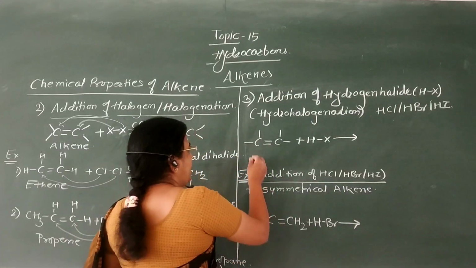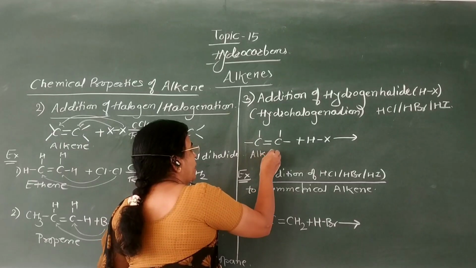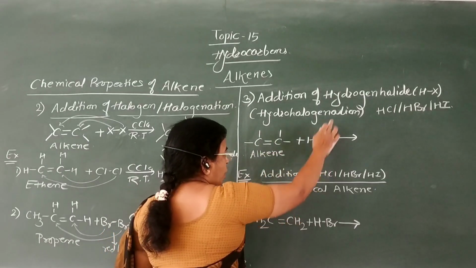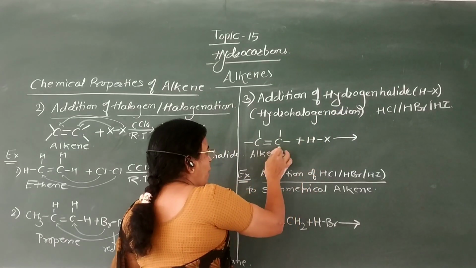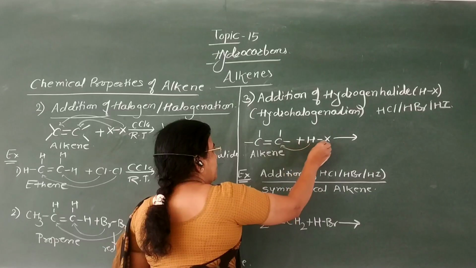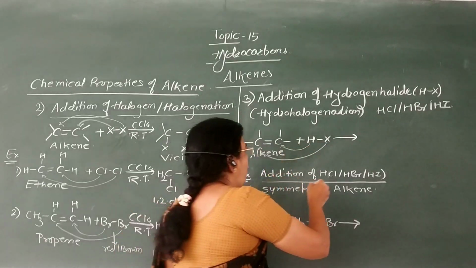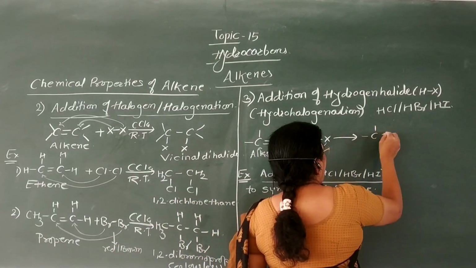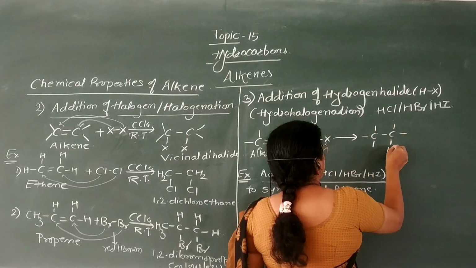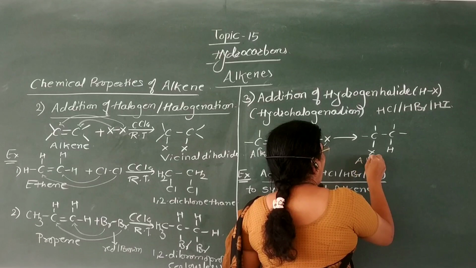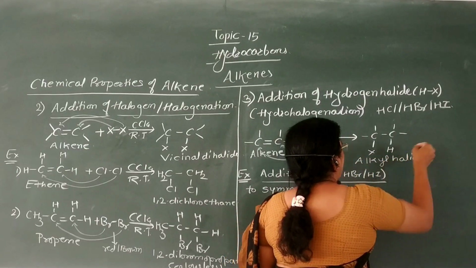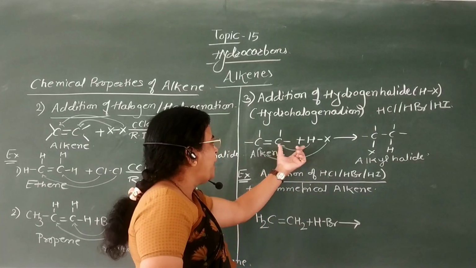Now this is a general alkene, C double bond C. When addition of HX, or hydrogen halide, is carried out across the double bond of this alkene, then addition of this HX takes place like this to form alkyl halide. This is alkyl halide. Formation of alkyl halide takes place. This is the general reaction, a simple addition reaction.